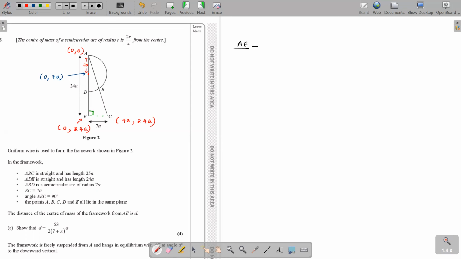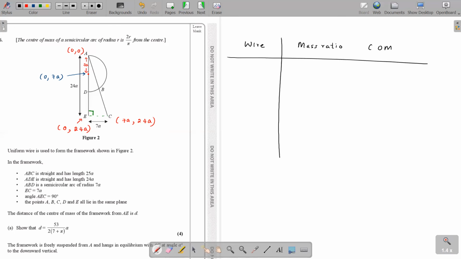So in the AE wire, what is the mass? 24. Okay. So we'll take the mass ratio, basically, because we have the mass ratio here, and then the center of mass. The first wire that I'll be considering here is the AE wire. In the AE wire, the length of the AE wire is 24A. Okay, so my mass ratio is 24A. You could cut off the A at the end. Okay, we'll just leave it like this, 24A.